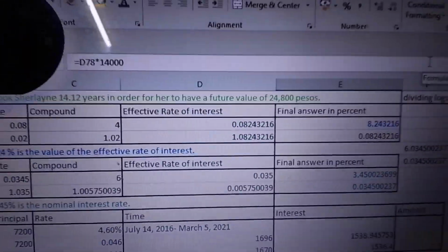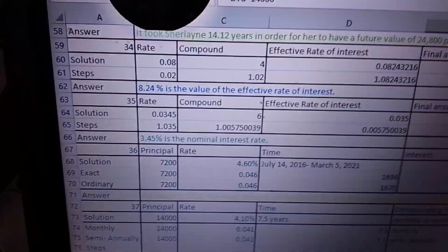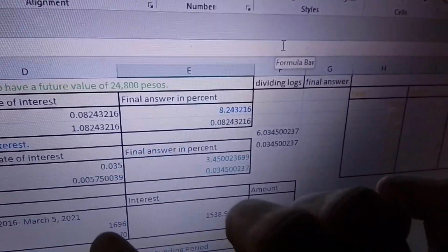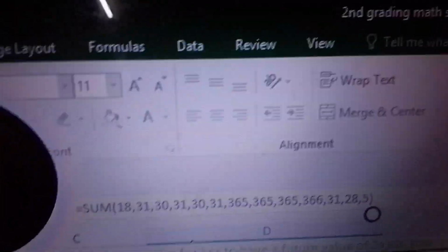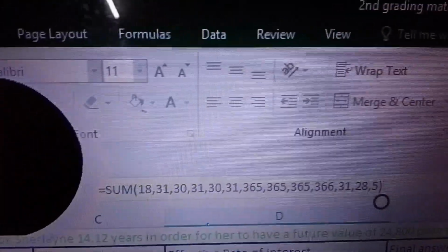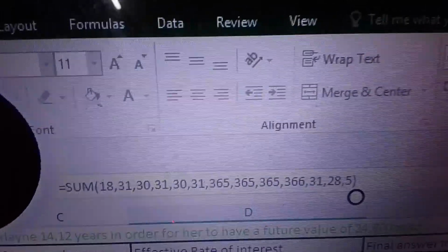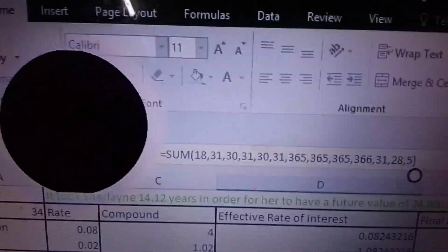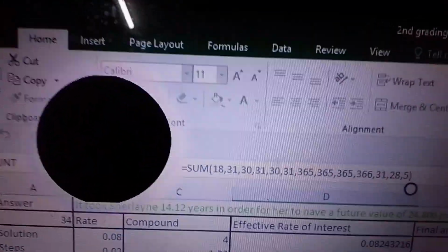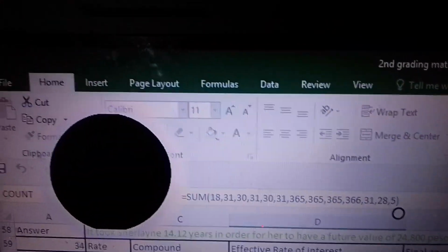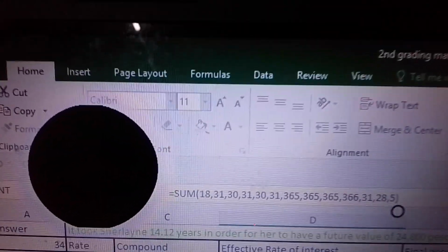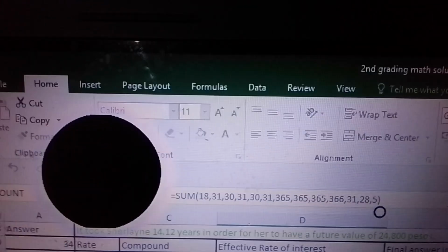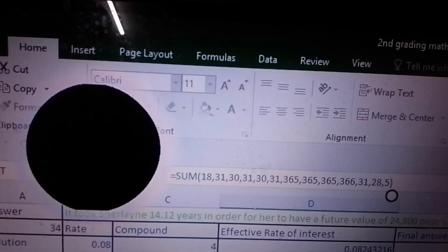So first of all, let's do the exact interest. First I computed the number of days in exact interest. And how did I get 1,696? Here's how. First, I started off with July, and there are 31 days in July. But since we started off at the 14th day, it's plus 18. 18, because 14 to 31 makes 18 days. 31 minus 14 is 17, plus the first day, which is the 14th, is 18.